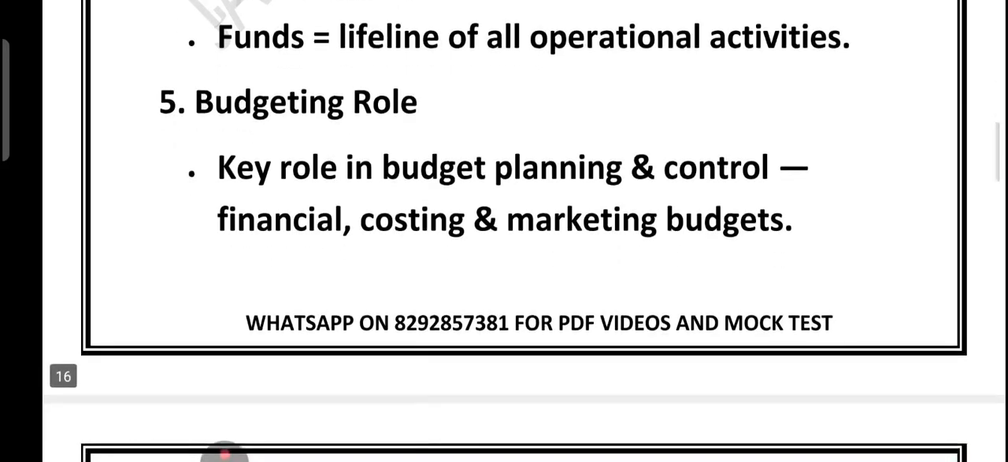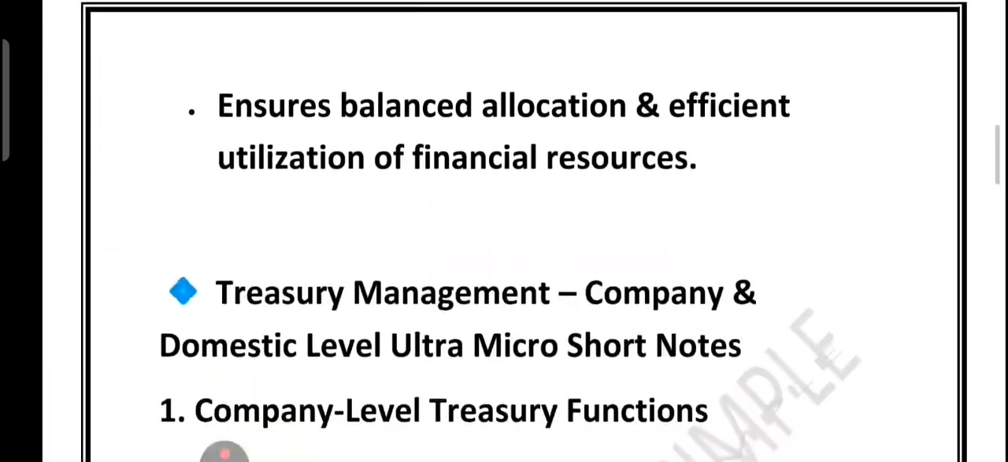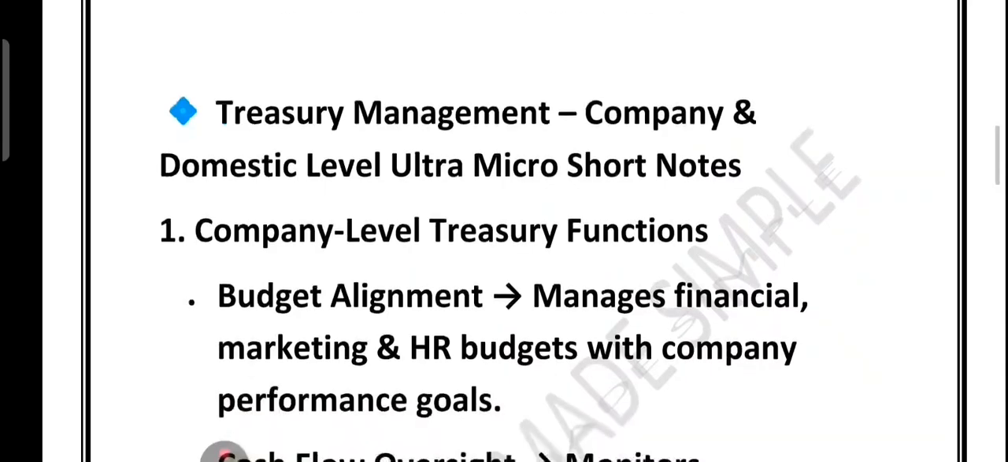Now let's talk about the budgeting role. The treasury plays a key role in budgeting and financial planning. How? It helps in preparing and controlling financial, costing and marketing budgets, making sure that resources are used efficiently and that the company maintains a healthy cash balance. So in short, we can say that treasury management connects the company's internal fund flow with the national and international financial environment. It ensures liquidity, stability as well as profitability.